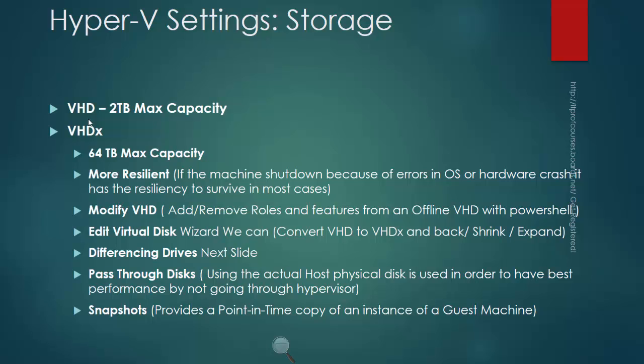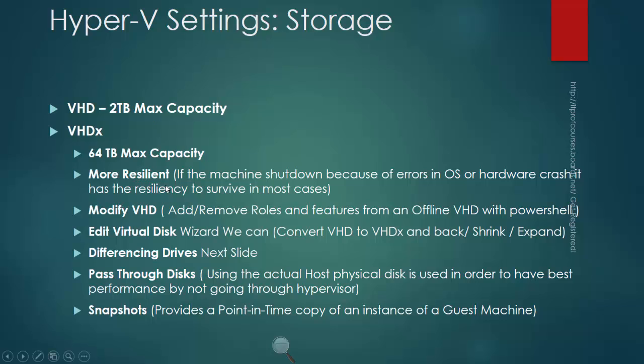Okay, VHDX is the hard disk of the virtual machine of the Hyper-V, which is Windows 2012. See there, I said it. So VHDX is the Windows 2012 virtual machine hard disk. VHD is the Windows 2008 older Hyper-V virtual machine hard disk. Okay. What we need to know here for the exam and for the job, 64 terabyte maximum capacity can be supported for VHDX hard disks.